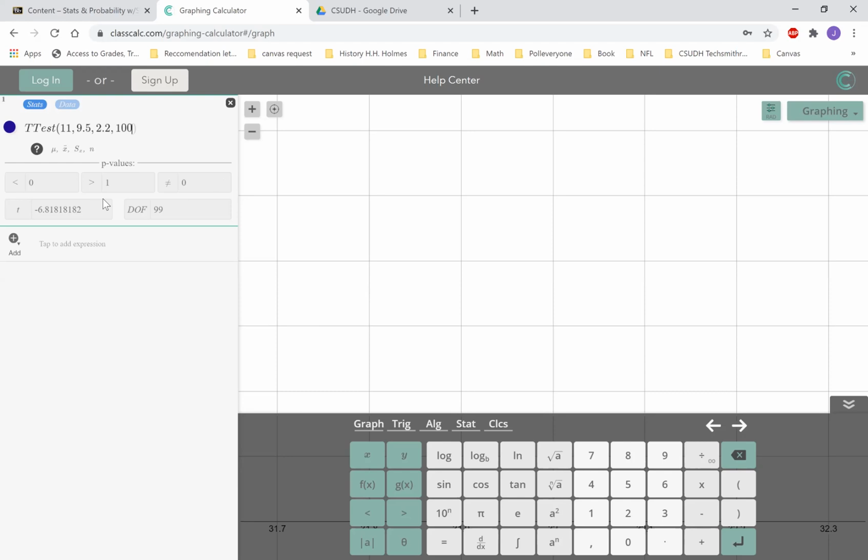The t-value it gave me is negative 6.82. If you look at the p-value, since we said the alternative hypothesis is less than, you want to use the symbol that says less than. So it says p-value is equal to 0. All right. Any question? I got the t-value and the p-value.